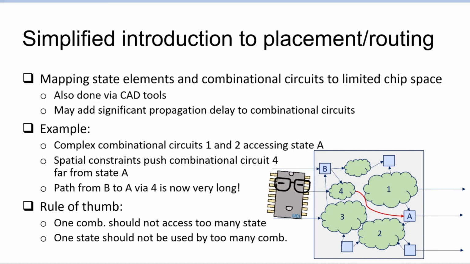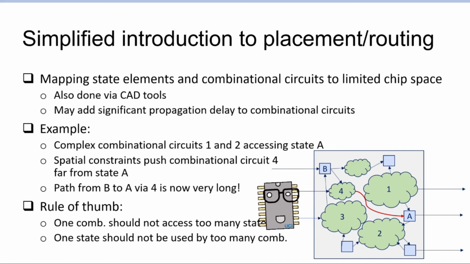But say 1 and 2 are too large, and the CAD tool tries to put 1 and 2 together as much as possible, because they're all accessing the same state element, and the distance between the state element and these combinational circuits is going to affect the propagation delay as well. So the CAD tool will try to physically put these two things together as much as possible, which could mean, for example, that combinational circuit 4 could now be pushed a little bit away, farther from the register A that it wants to access. As a result, the path from state element B through 4 to A has now become very long.